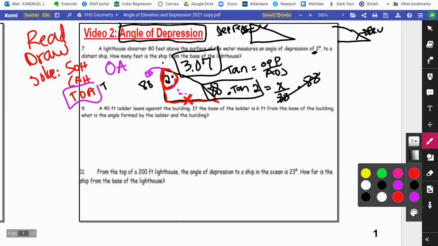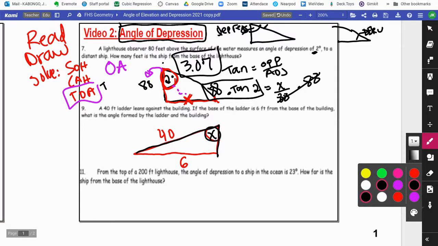The next one says a 40 feet ladder is leaning against the building. Let's draw that. Boom. A 40 feet ladder is leaning against a building. If the base of the ladder is 6 feet from the building, what is the angle formed by the ladder and the building? Ladder and the building, it has to be this angle right here. That's what we're looking for. Let's put an x right there.